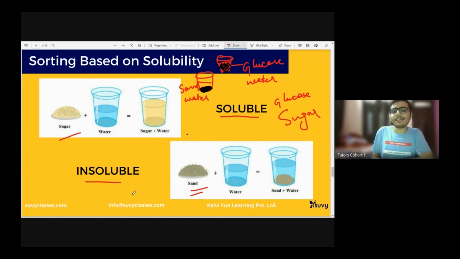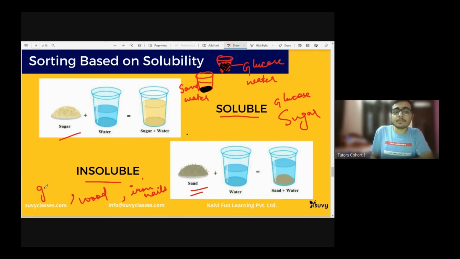If I take iron nails, will they be soluble? Answer it in chat. Yes, obviously, it won't be dissolved. It won't be soluble. It does not dissolve. And wood will not dissolve. It's insoluble.